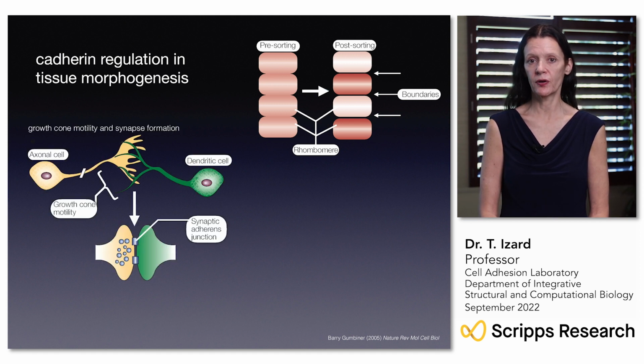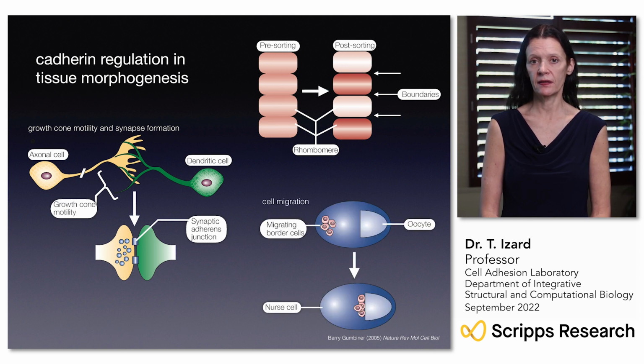N-cadherin is important for growth cone motility. In synapse formation, cadherins form adherens junctions as part of the synaptic junction. And finally, cell migration. So apart from E cadherin stabilizing epithelial junctions, E cadherin also enables the long-range migration of cells through tissues. For example, the migration of border cells in the Drosophila egg chamber to the oocyte.